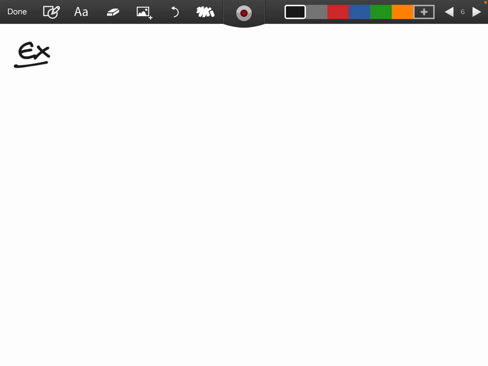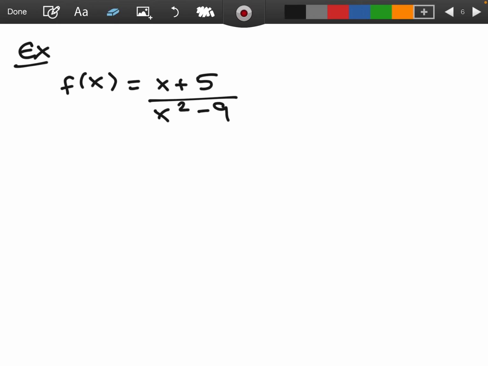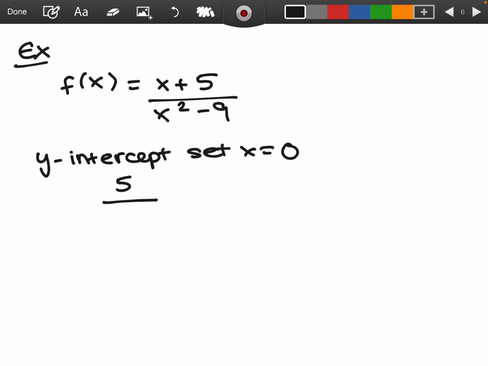So the first thing that I'm going to do is look at (x + 5)/(x squared - 9), and I'm going to try and find the x and y-intercepts of this particular function. So for the y-intercept, I set x equal to 0. If I do that, I end up with my y-intercept would be 0 plus 5, which is just 5, over 0 minus 9, which is negative 9. So my y-intercept would be at (0, -5/9).